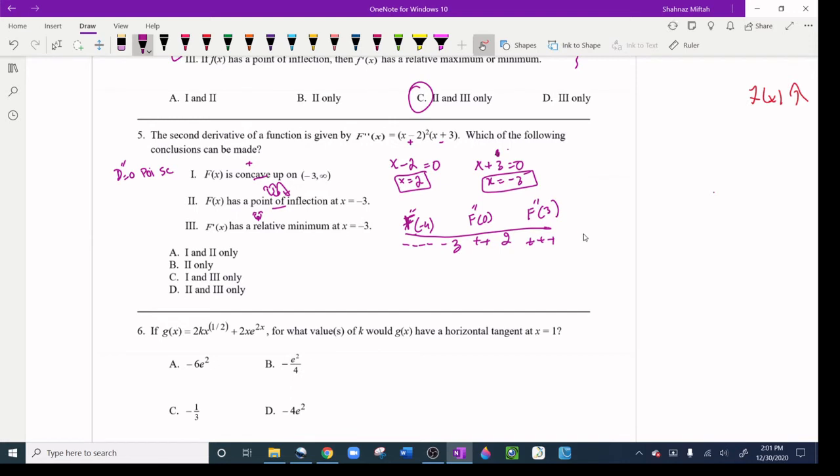Now, they said f of x is concave up on negative 3 to positive infinity. So negative 3 is the only point of inflection here, because concavity changes from concave down to concave up. So that's a point of inflection. That's true. But for the first one, you should have negative 3 to 2, and then 2 to positive infinity. That's how it's supposed to look, not negative 3 to infinity, because of that 2. So that's not true. f prime x has a relative minimum at x equals negative 3. So 2 and 3 is D.